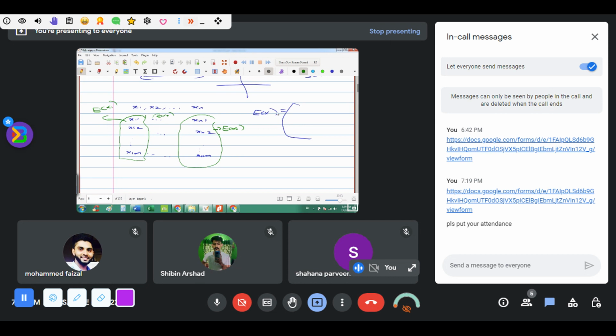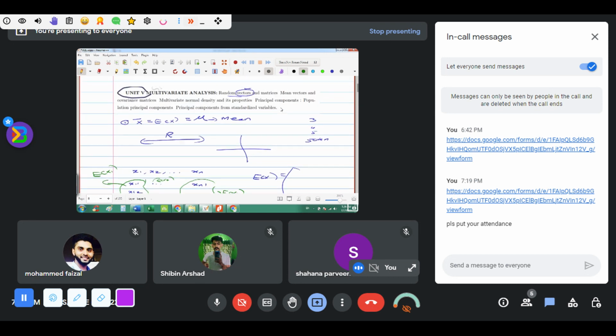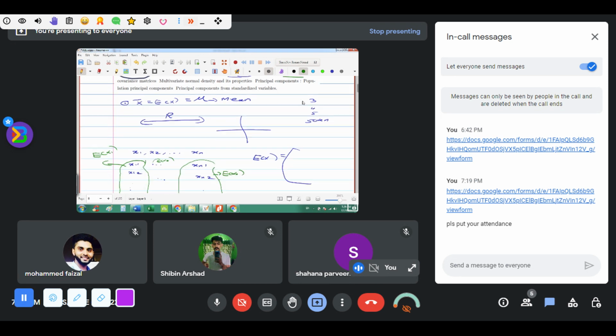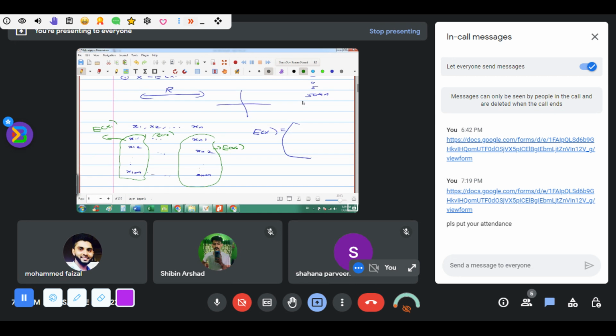Therefore, the mean vector, okay, I define the mean vector. How to find the mean vector? The matrix mean vector is defined by this. This is a 2 mark question, please note that. This theory part is a 2 mark question. How to define the mean vector?